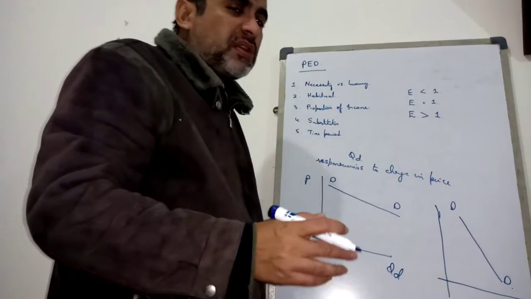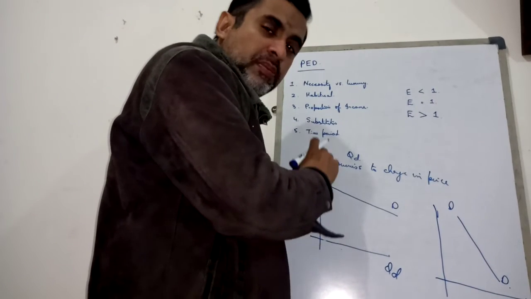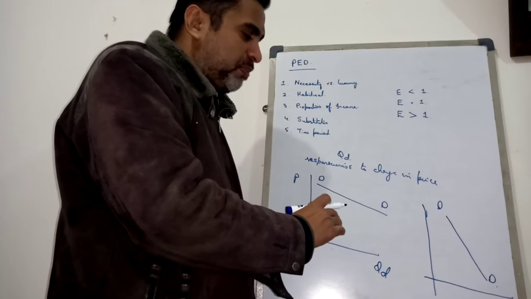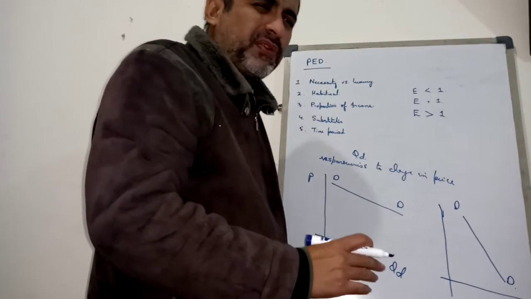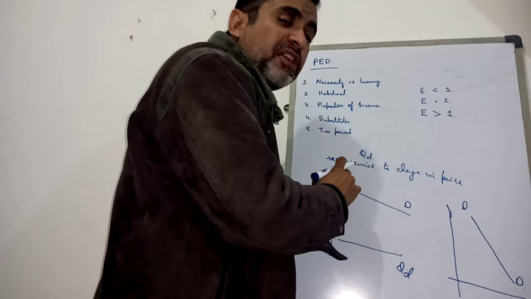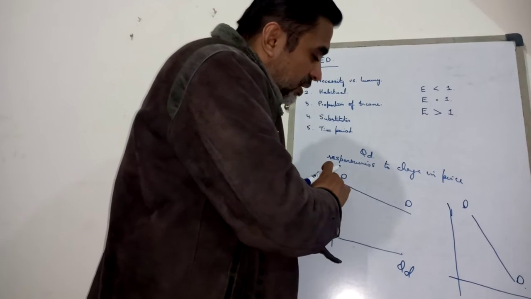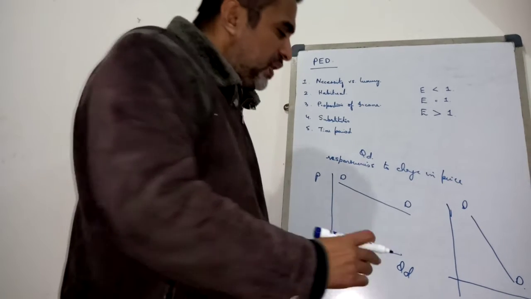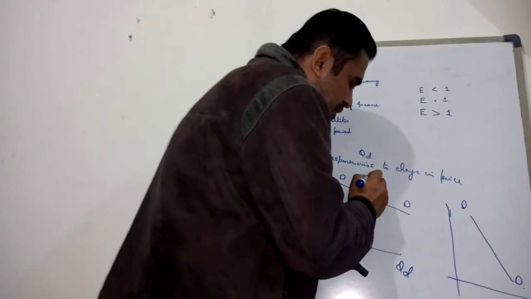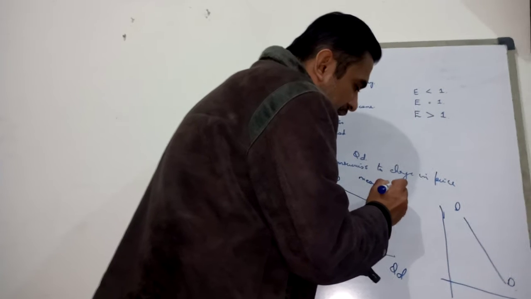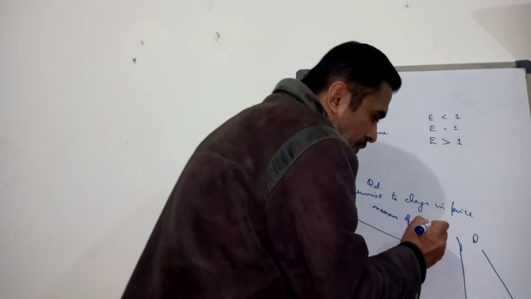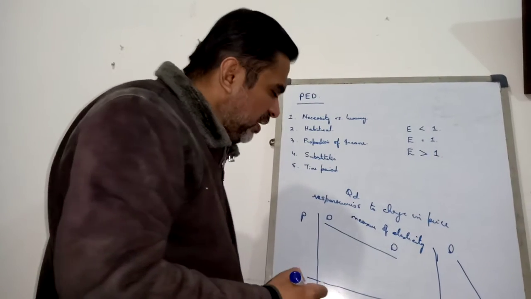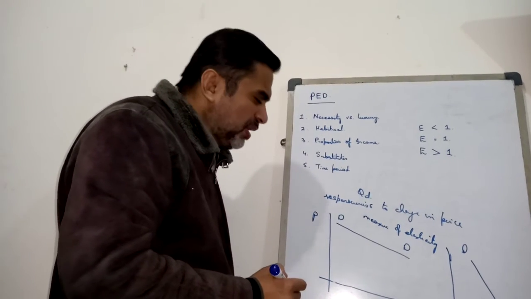But as you notice, both curves are falling and both are showing a negative relationship between price and quantity demanded, but there's a massive difference between their gradient. The steepness of the curves are completely different. This steepness is a measure of elasticity, okay? This steepness is a measure of elasticity. Look at the first curve.